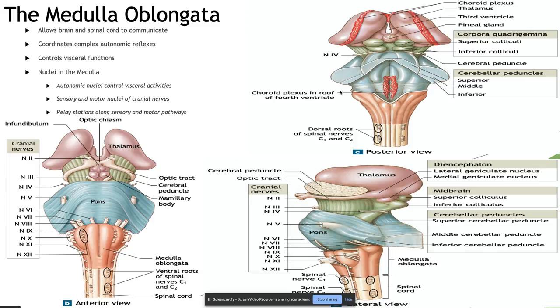The medulla oblongata is a very busy place. So all communication between the brain and the spinal cord involves tracts that ascend or descend through the medulla oblongata. In addition, the medulla oblongata is a center for the coordination of complex autonomic reflexes and the control of visceral functions. The medulla oblongata includes three groups of nuclei. One, the autonomic nuclei controlling the visceral activities.